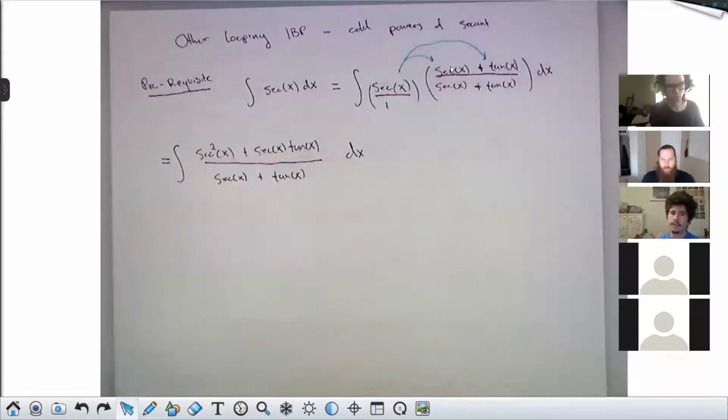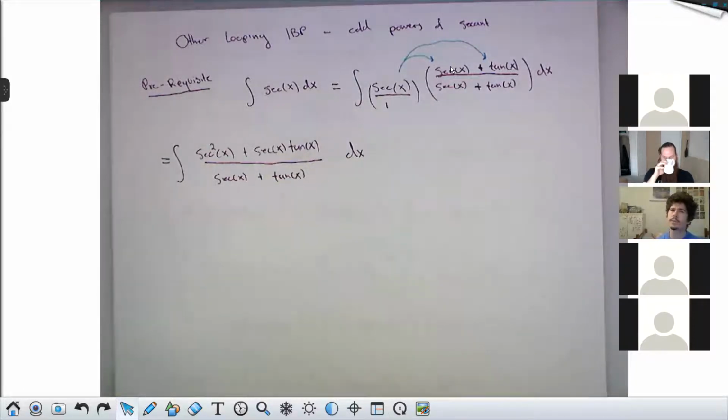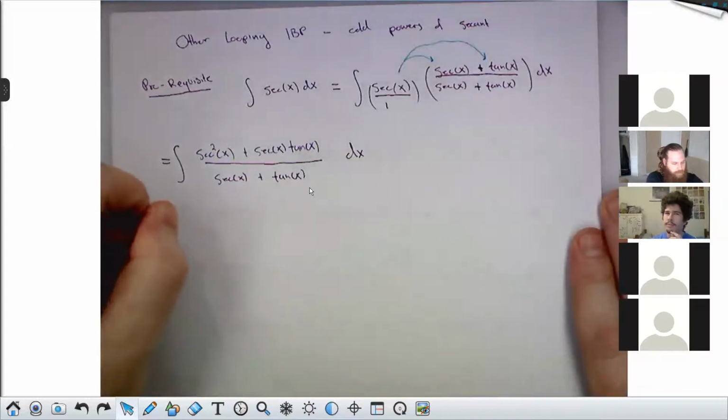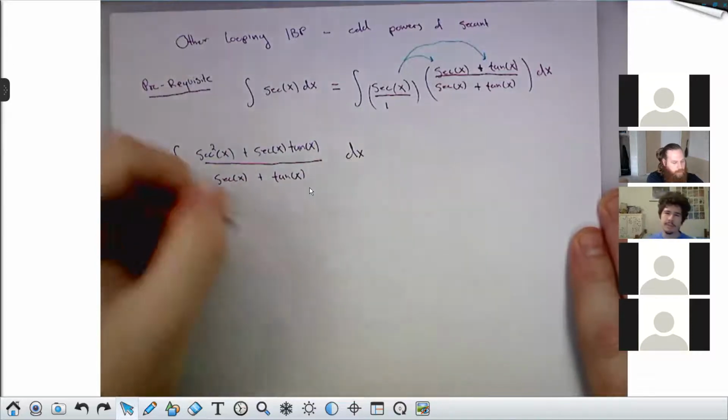I know this looks like it's getting worse, but I promise it's about to get much better. What's the derivative of secant? Secant tangent. And the derivative of tangent? Secant squared. So what's the derivative of the bottom? It's the top. This is the derivative of this. Is this an ln problem? It is. I swear. Yeah, so I'll rewrite it like this.